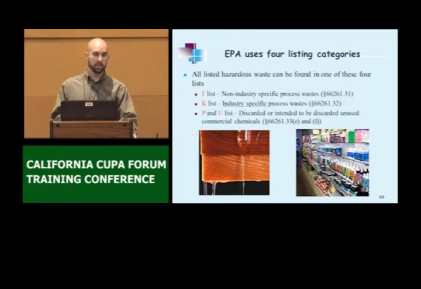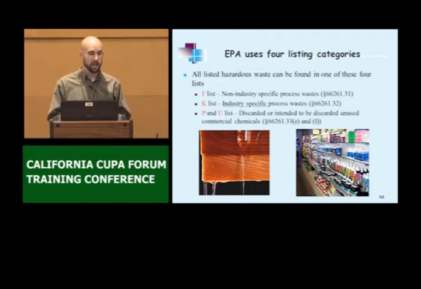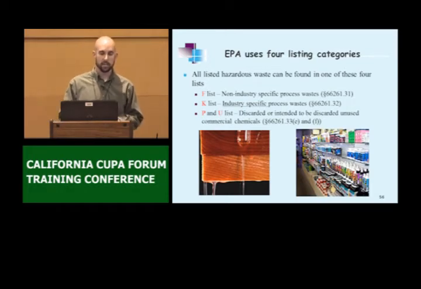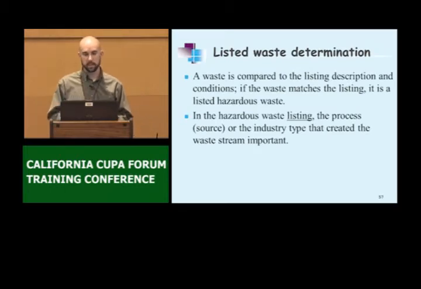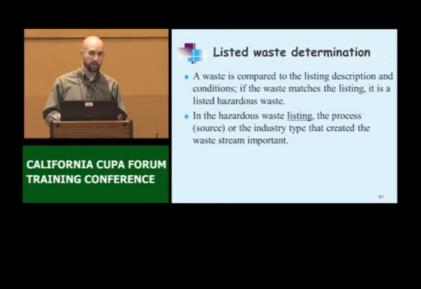Again, these are the lists that we're covering. F list is non-industry specific process waste, K list, industry specific. P and U are discarded or intended to be discarded, unused CCPs or commercial chemical products. And we already covered this a little bit, the benefits of listed waste compared to characteristic.